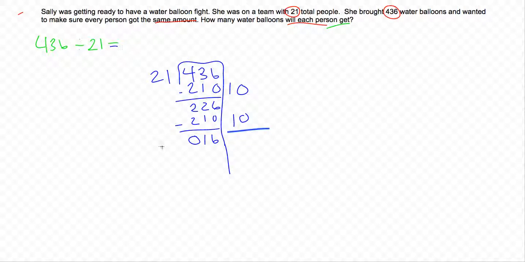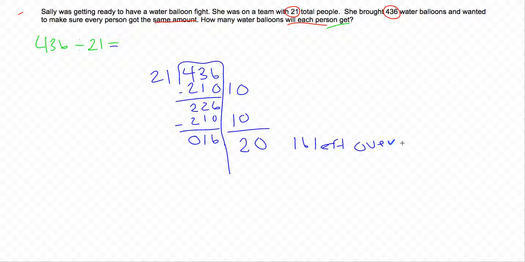Okay, so how many more groups of 21 can I take away? So how many groups of 21 can I take away from 16? I can't take any more groups away because there's not enough balloons for every kid to have one more. So I come back over here. 10 plus 10 is 20. So that means that every kid is going to get 20 water balloons. Now I have 16 left over. So that means that I have 20 with 16 left over.